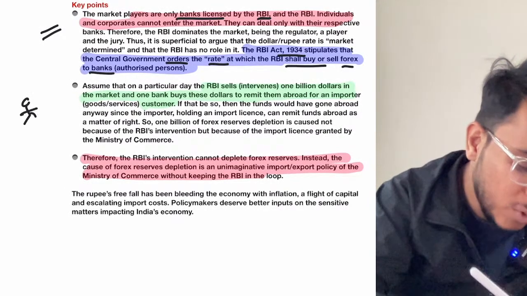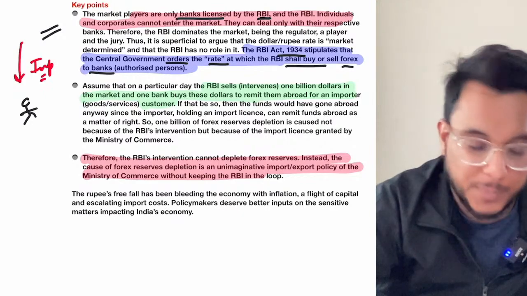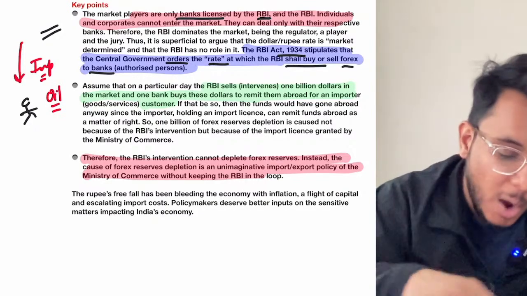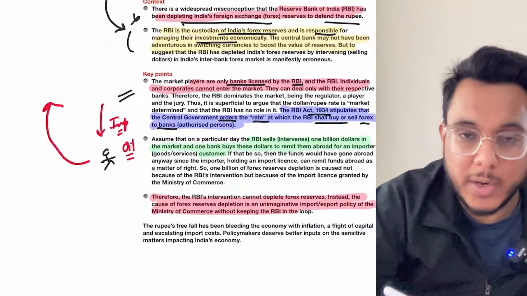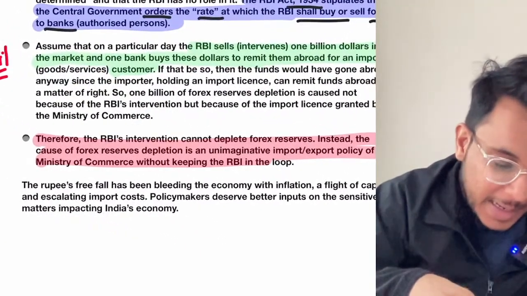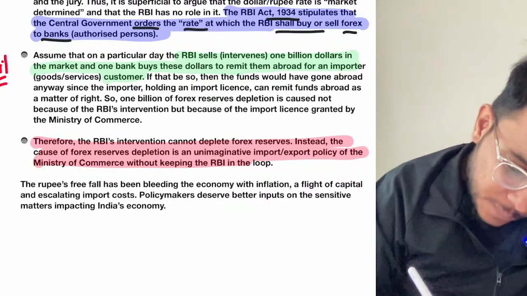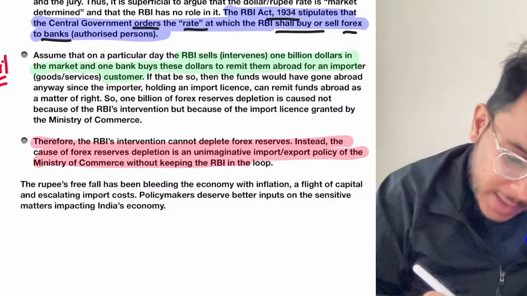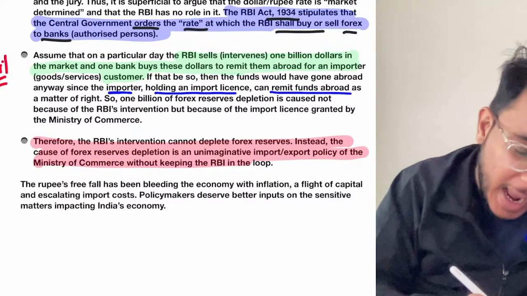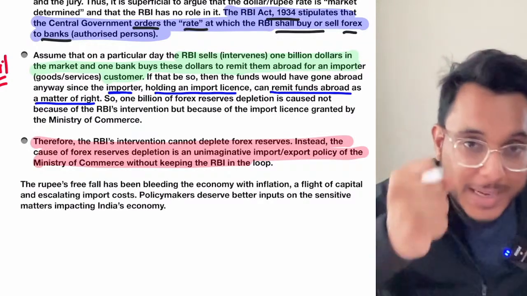Suppose there is a person who has imported something, let's say oil, or some electronic equipment. Obviously the payment is to be made to this importer. Now this payment is, let's say, to be made in dollars. In India it has been provided that an importer holding an import license can remit funds abroad as a matter of right. So anyone who is holding an import license can remit the funds overseas.